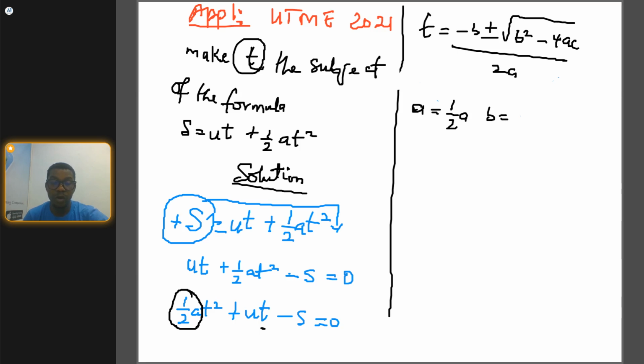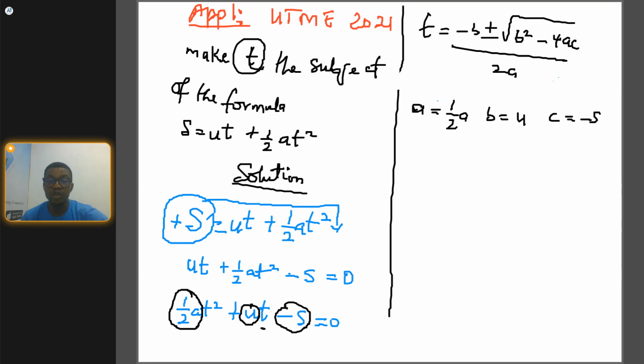B equals what we have beside the t, which is u. So B equals u. Now what is C? C equals minus x, not ordinary x, but minus x. So we have minus x. Is this clear to us?